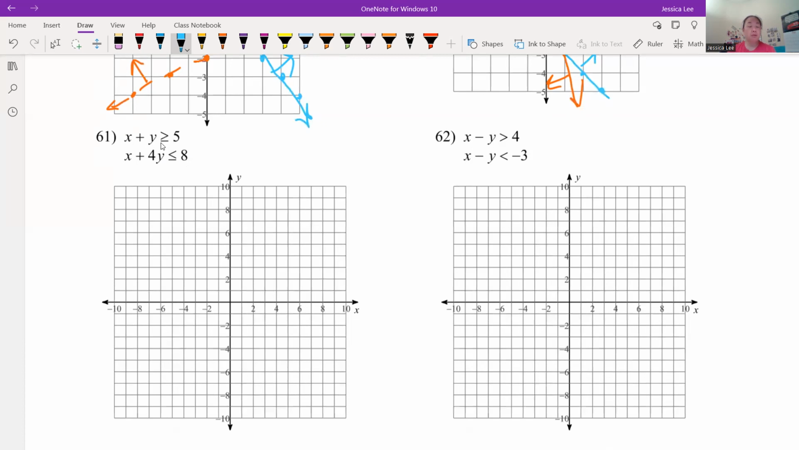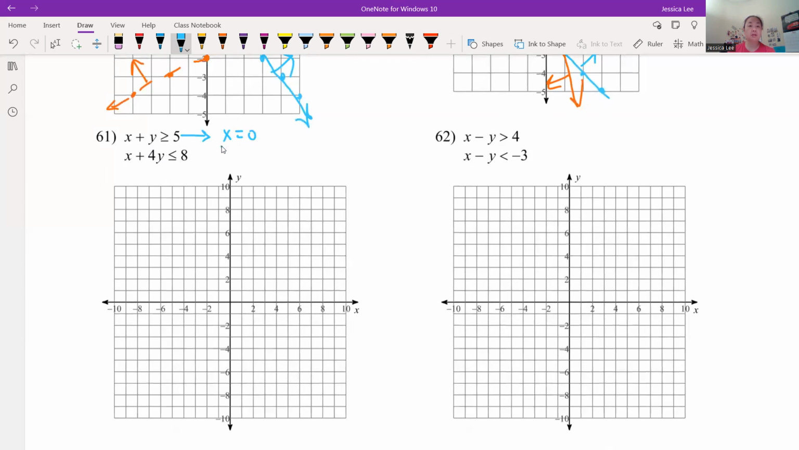The top one, I'm going to show you with slope-intercept, no, with, what is it called? Intercepts. Second one, I'll show you with slope-intercept form. Sure. Okay, so if we're doing the first one right here, we're doing intercepts.